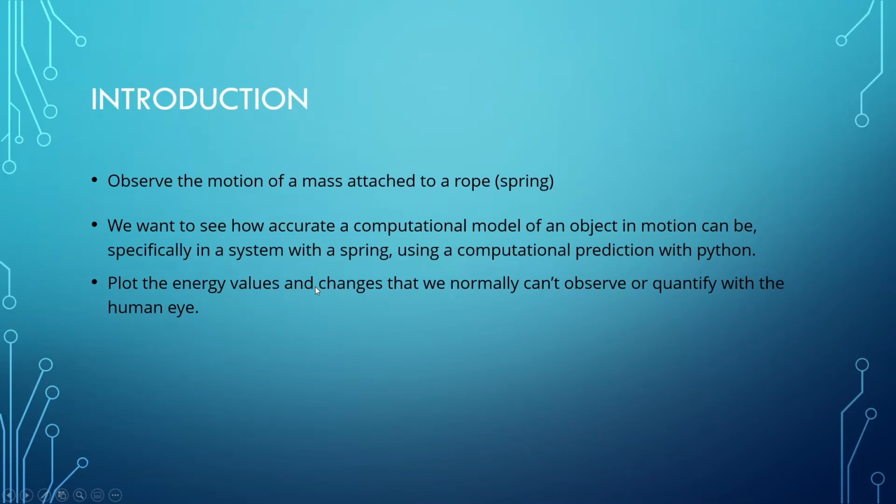I'll first give a quick introduction. The purpose of this lab is to observe the motion of a mass attached to a rope, which in this case displays characteristics of a spring. We also want to see how accurate a computational model of an object in motion can be, specifically in a system with a spring, using computational prediction with Python. Python also gives us the ability to plot the energy values and observe the changes that we normally cannot observe or quantify with the human eye.